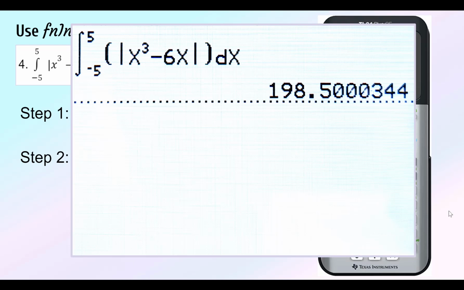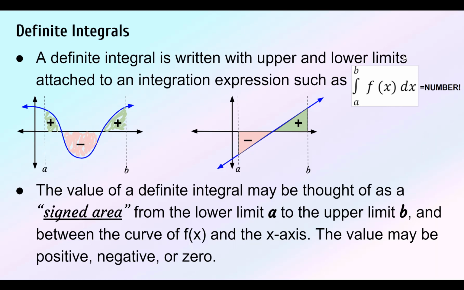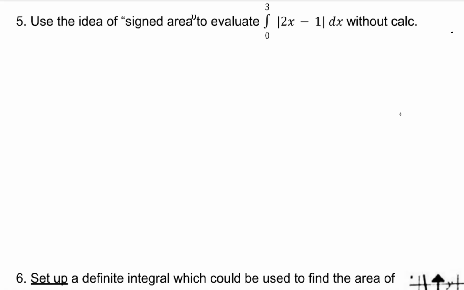The calculator obviously tries to be as precise and as exact as it can. Function integral in the math menu can sometimes give us a slightly more precise answer, but if this were an issue on AP, they would accept both the answer we got for function integral or if we used the calculate menu. And that is definite integrals and using a calculator for definite integration.